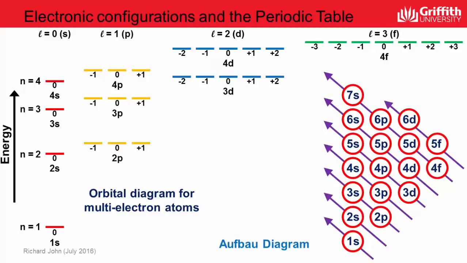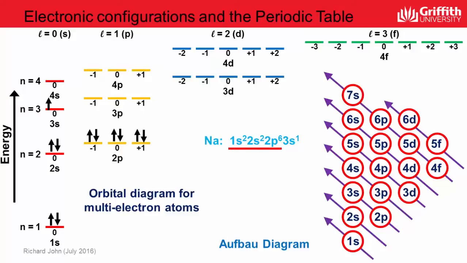For example, to generate the orbital diagram and electron configuration for the sodium atom, which has an atomic number of 11 and therefore has 11 electrons in the neutral atom, we start by filling the 1s subshell. We then fill the 2s subshell, then the 2p subshell in order and according to Hund's rule, and then finally we place the 11th electron into the 3s subshell. So this gives the electron configuration for sodium as being 1s2, 2s2, 2p6, 3s1.